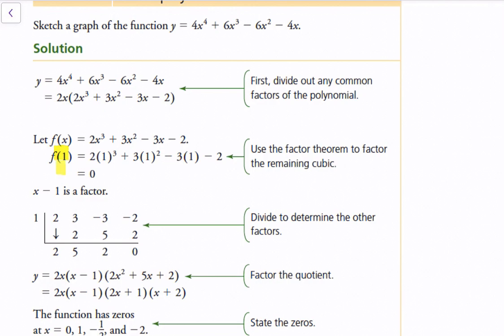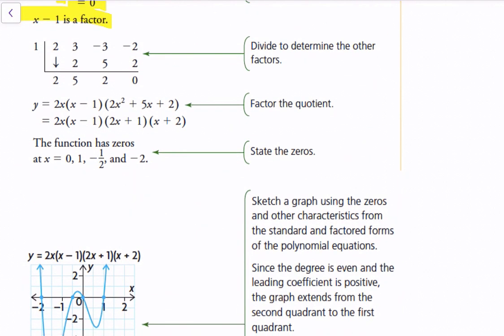But basically, you're going to keep testing values, 1, 2, 0, negative 1, negative 2, etc. You keep testing values until you get 0 equal to f of x. And once you get that, then you know that x minus that value is a factor. So in this case, since I had f at 1, I know that x minus 1 is a factor. Let's say I had f of minus 1, then it would be x plus 1 as your factor. Okay, so then we're dividing it out using synthetic division in this case.